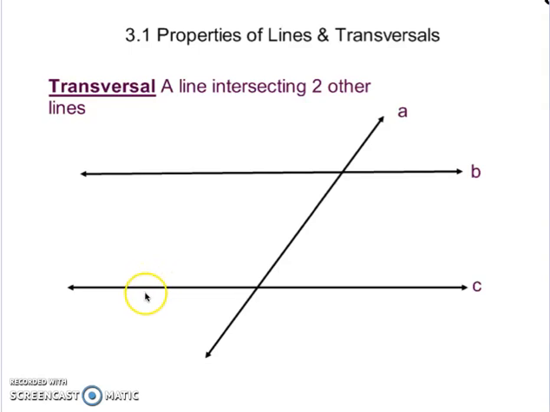These are our notes on section 3.1, properties of lines and transversals. A transversal line, you can see here, is a line intersecting two other lines. So you could see A is our transversal line here, intersecting lines B and C.